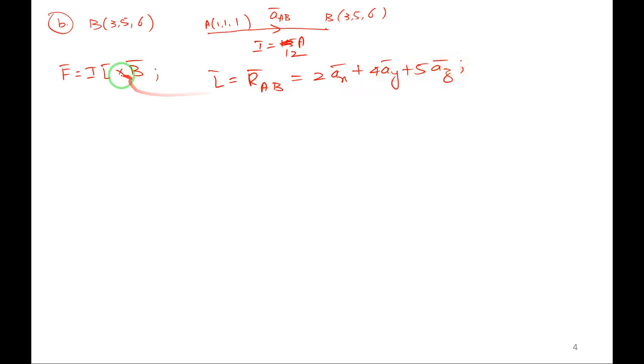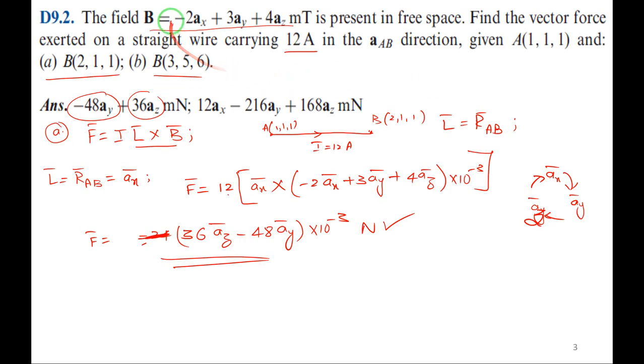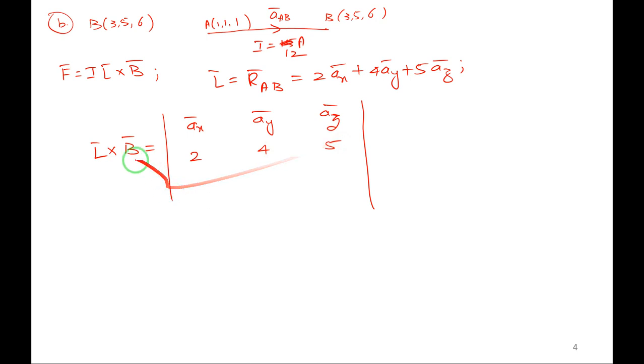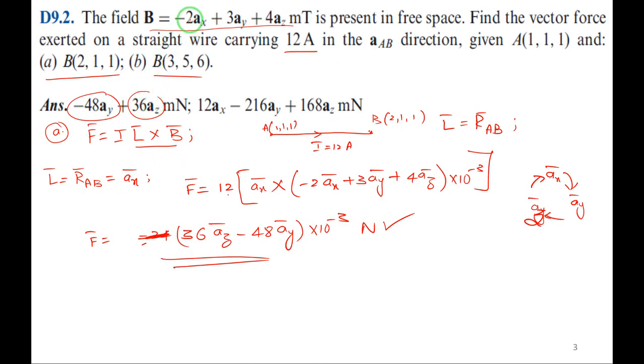Right? So first we'll find out the cross product. L has all the components, X, Y and Z, and B also has all the components, so it is better to make use of a determinant. First I will find L cross B, then multiply with I. It is in the Cartesian system, so first row aX, aY, aZ, the unit vectors. Then the components of L vector: 2, 4, 5. Then the components of B vector: minus 2, 3, 4.